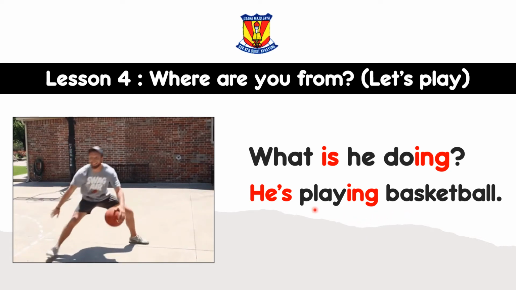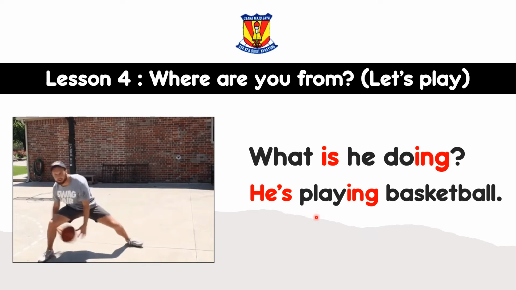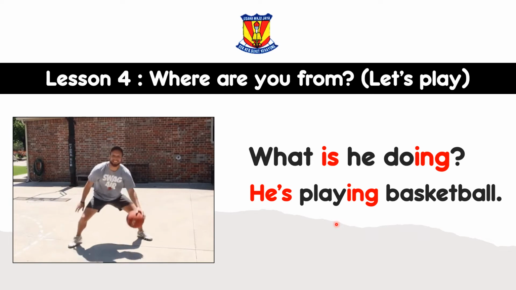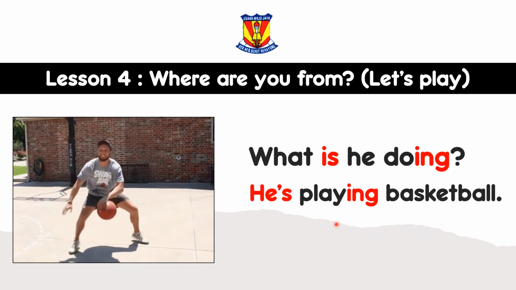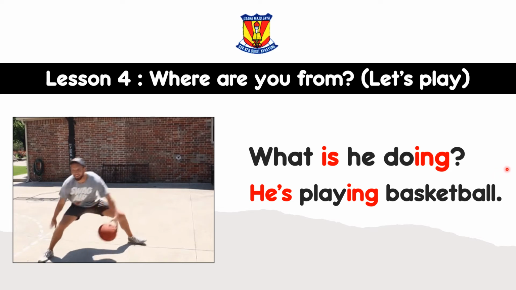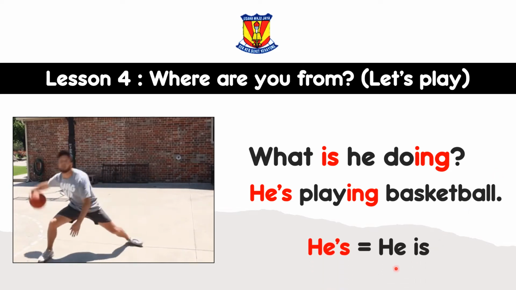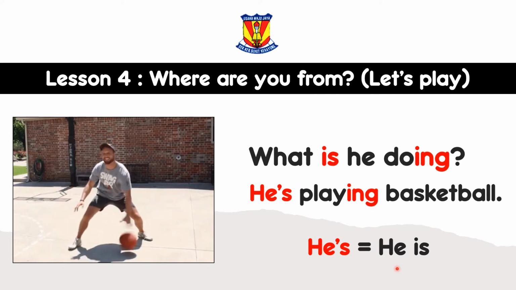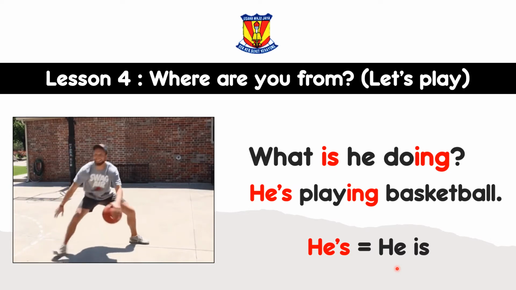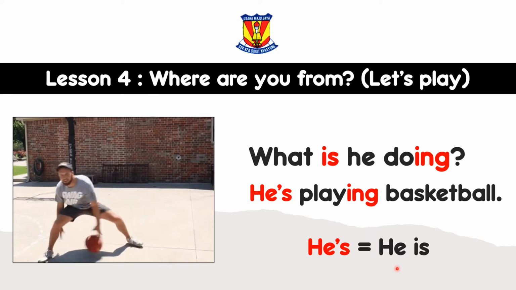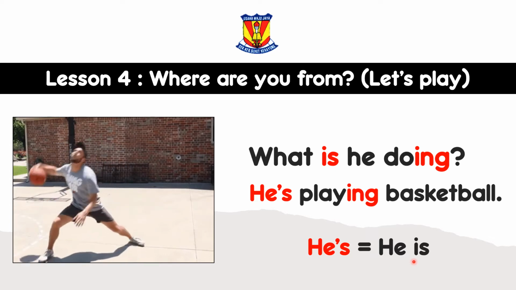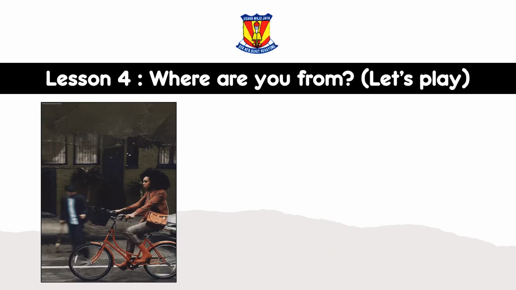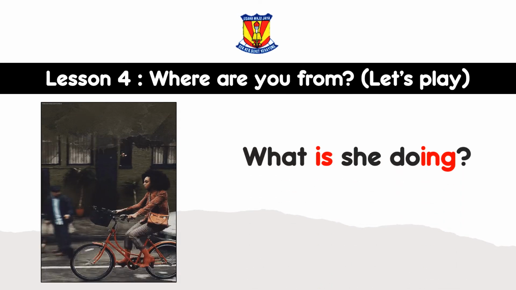Where is the word is? If you still remember in the previous lesson, I have already mentioned that he's and he is are the same. He's is the contraction for he is. So both are acceptable. In this lesson, we are going to use a lot of he's instead of he is, which means I would use a lot of contraction in this lesson. Picture number 2. Next question.